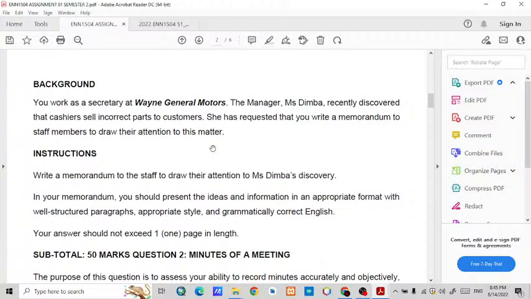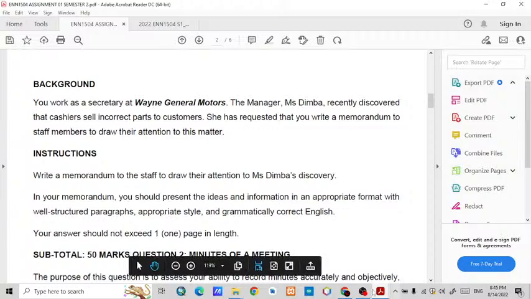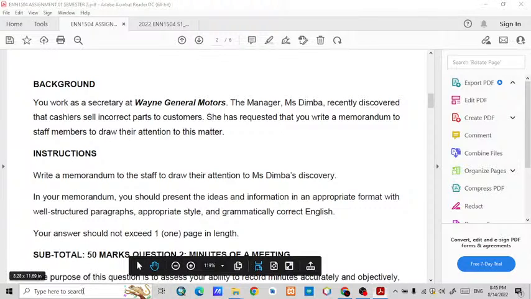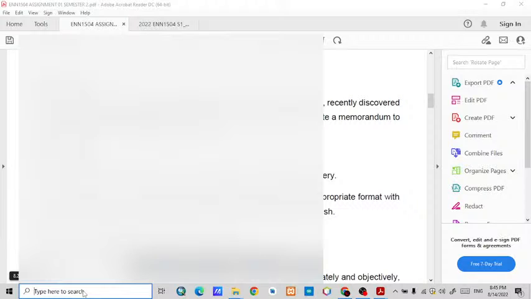Okay, so to those of you who are new, the standard that is often used for ENN1504 is that you're supposed to use Arial font, the font size is going to be 12, and then your line spacing has to be 1.5. If you are confused by what I'm saying, let me just open a Word document and then show you.